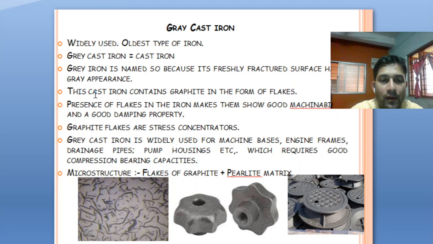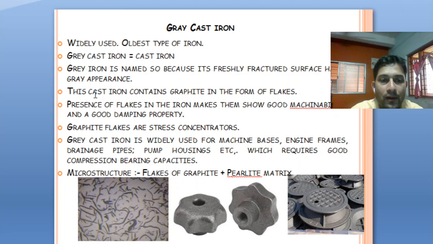Okay, so if you go through the slides you will understand it more clearly. Presence of flakes in the iron gives good machinability and good damping property. Graphite flakes are the stress concentrators. Gray cast iron is widely used in machine bases. You might have seen bases of machines, they are made up of this gray cast iron only. Engine frames, drainage pipes, pump housings, etc., which require good compression bearing capacities. If you see the microstructure of the gray cast iron, it will show the flakes of graphite with the pearlite matrix. So the background is the pearlite matrix with the graphite flakes. These are examples of gray cast iron where they have been used in applications.